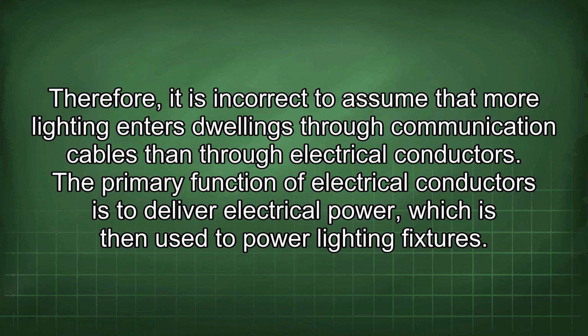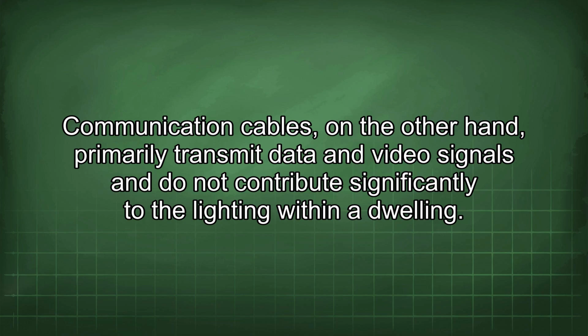Therefore, it is incorrect to assume that more lighting enters dwellings through communication cables than through electrical conductors. The primary function of electrical conductors is to deliver electrical power, which is then used to power lighting fixtures. Communication cables, on the other hand, primarily transmit data and video signals and do not contribute significantly to the lighting within a dwelling.